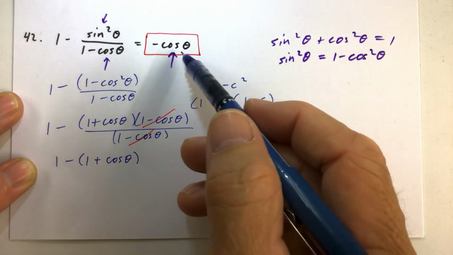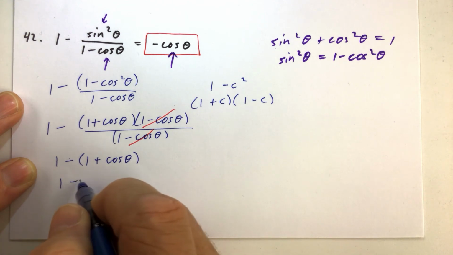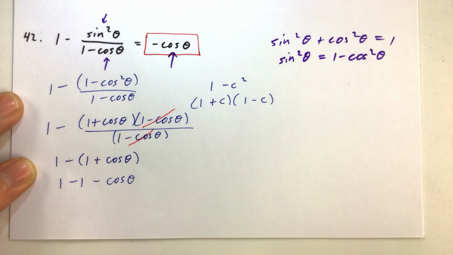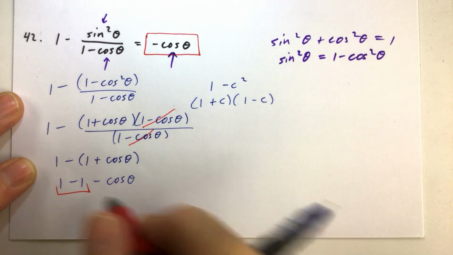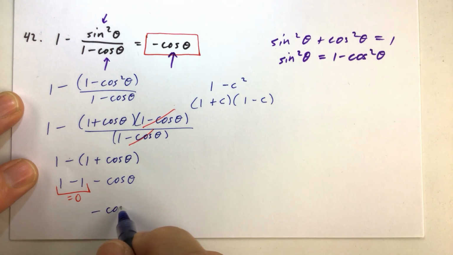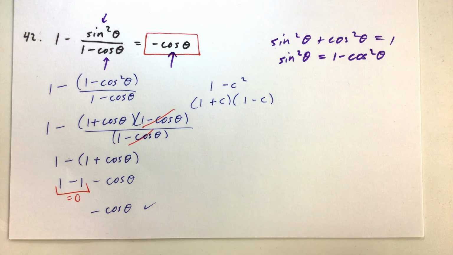Remember what we're trying to make it look like. Keep your goal in mind. Distributing this minus sign, we get 1 minus 1 minus cosine theta. And the 1 minus 1 gives us 0. So we have 0 minus cosine theta. And we get exactly what we were trying to find, negative cosine theta.